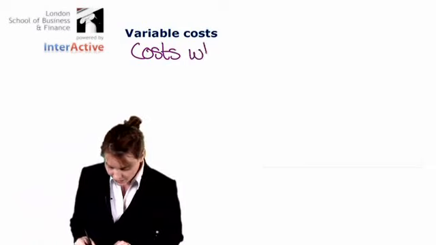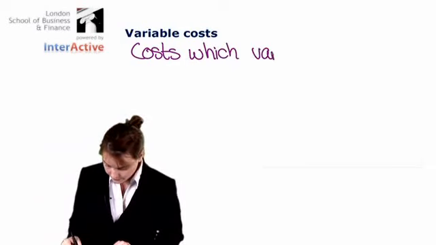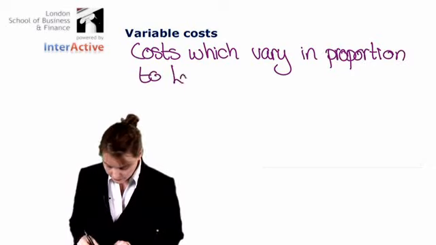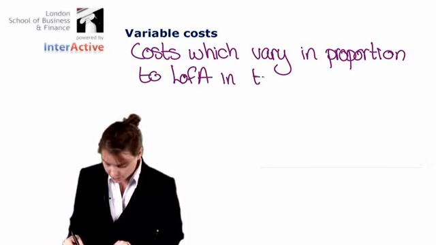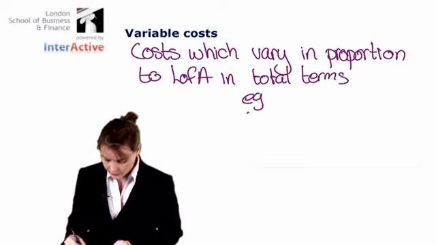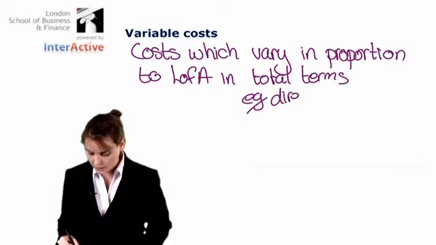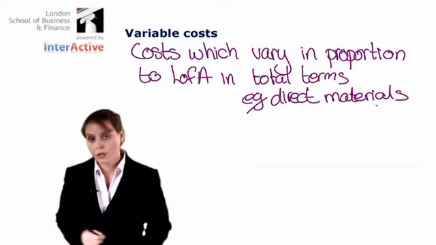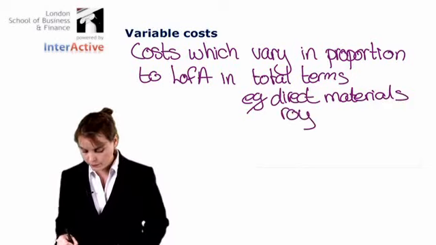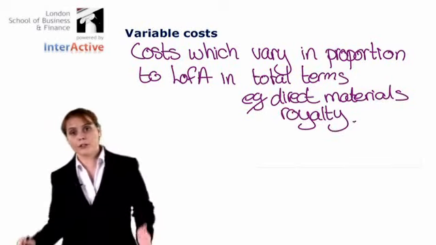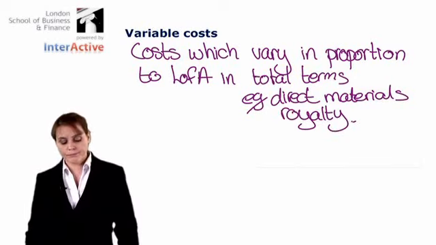So a variable cost are costs which vary in proportion to level of activity, in total terms. And an example of a variable cost would be our direct materials, or perhaps any royalty we pay for each unit we produce.